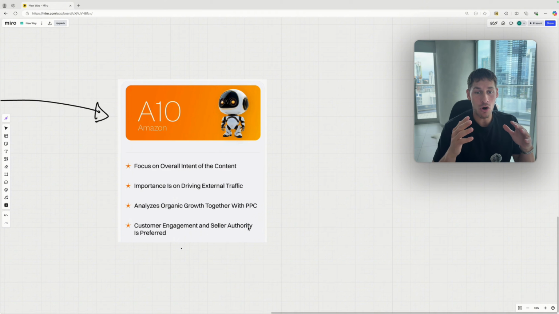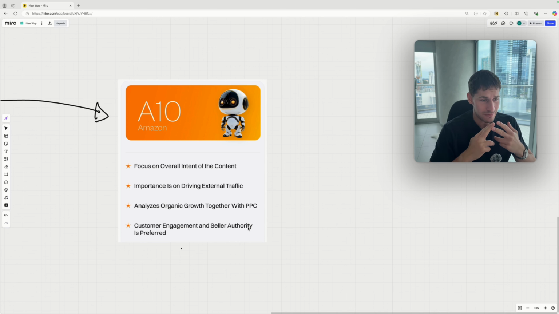But for the moment, let's just see what the priorities of this A10 algorithm are. It doesn't focus anymore only on the keyword and number of sales. It's also very important where the sales come from. What is the customer actually looking for?